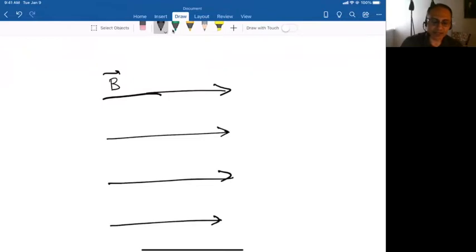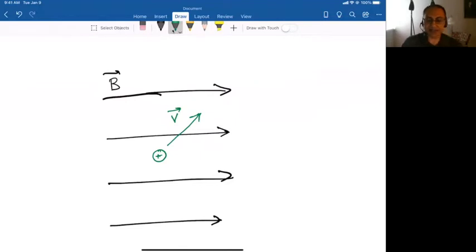All right. And let's say that you have a charged particle, positively charged particle, that's moving in this magnetic field in this direction. So the instantaneous velocity of the charged particle is in this direction, right? What effect will this magnetic field have on the charged particle?